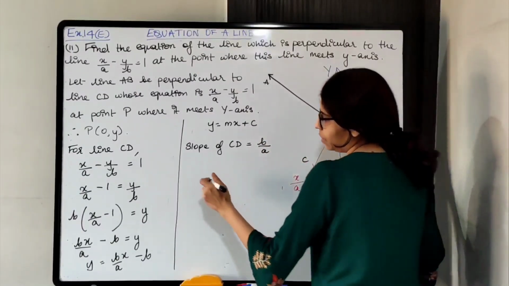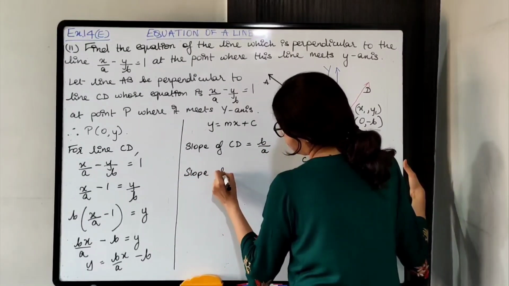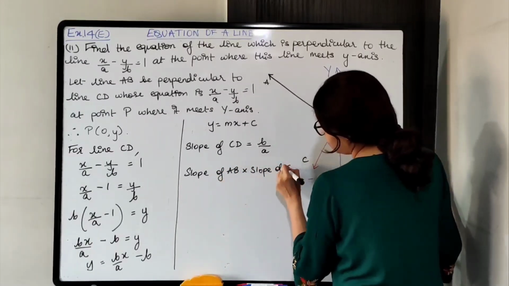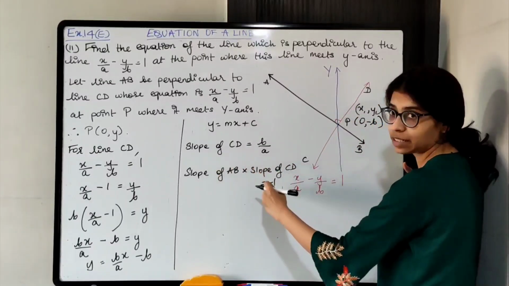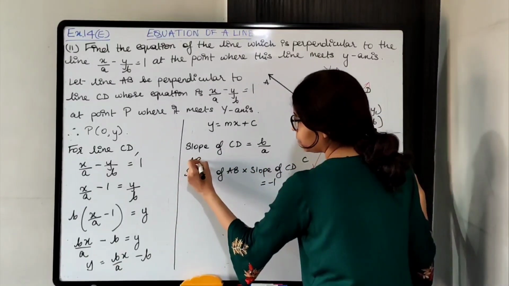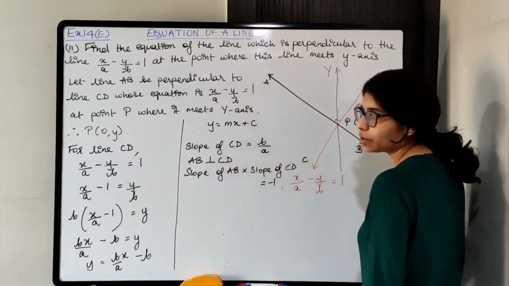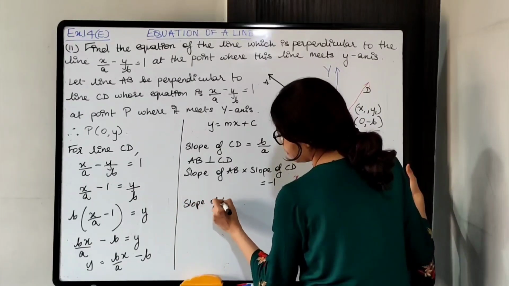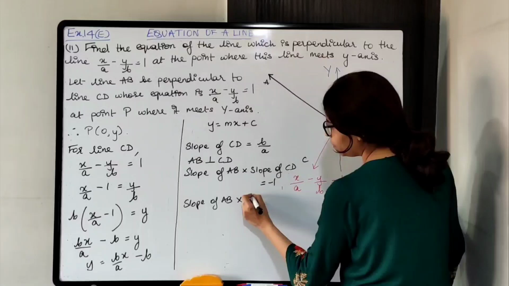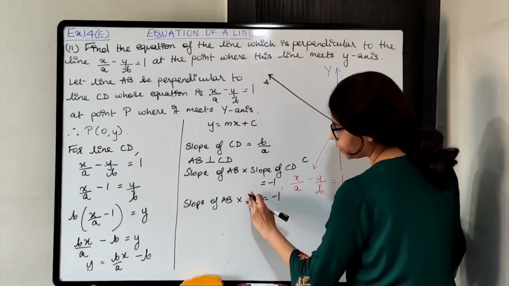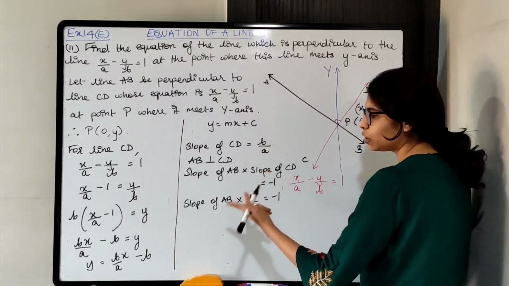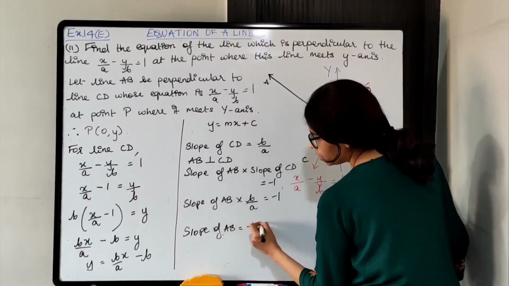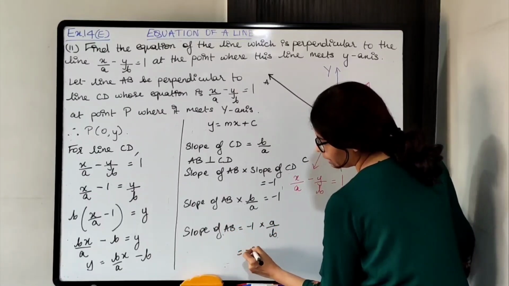Now we'll find the slope of AB. So slope of AB into slope of CD is equal to minus 1. Write this entire thing in one line. Before that, write down AB is perpendicular to CD. Okay. So slope of AB into the slope of CD, which is b upon a, is equal to minus 1. Shifting b upon a to the other side, it becomes a reciprocal. So it will become a upon b. Okay. So minus 1 into a upon b gives minus a upon b.